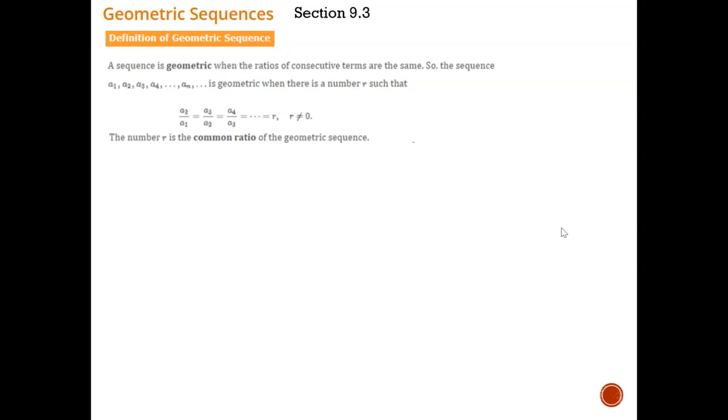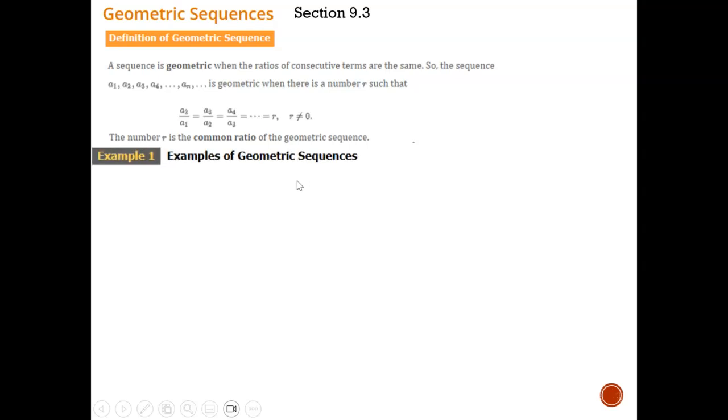Now comes 9.3. 9.3 is called a geometric sequence. Okay. Hey guys, for the definition, it's almost the same thing as the arithmetic, but instead of subtracting the second term and the first term and so forth, we're going to divide. So this is going to be division. For example, we're going to get a2 divided by a1, a3 divided by a2, a4 divided by a3. It's going to give you the same ratio, which is r, and r cannot be 0. The number r is the common ratio of the geometric sequence.